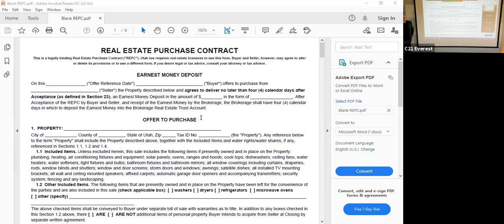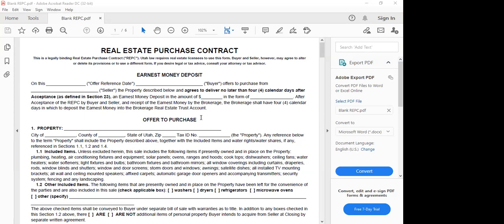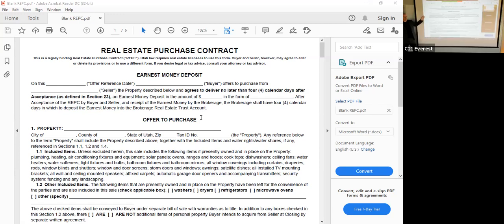One more piece about this contract. Our older contracts, about 8 to 10 years ago, specified that the earnest money was going to be deposited into the buyer's brokerage trust account. Well, that word buyer was left off, whether accidentally or intentionally. I believe it was unintentional. But now it says just the broker's trust account.